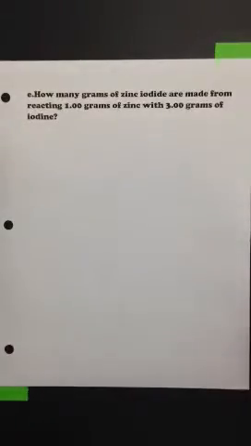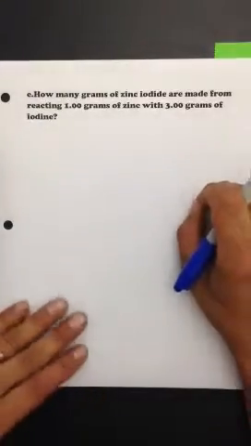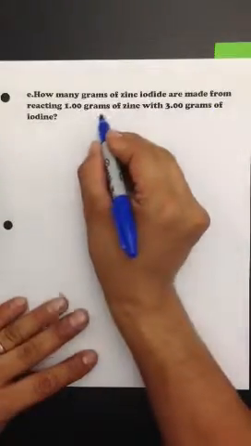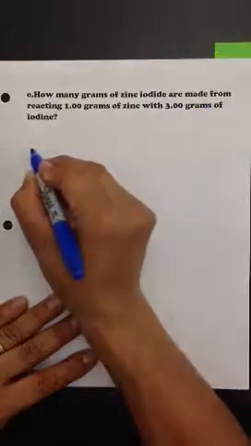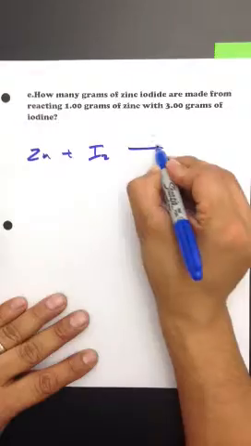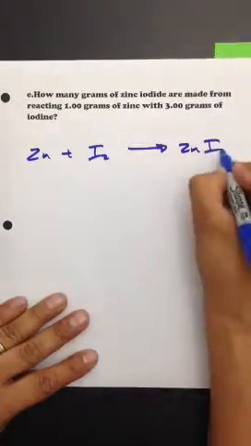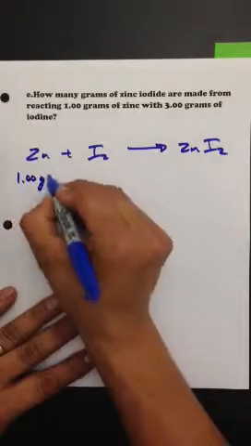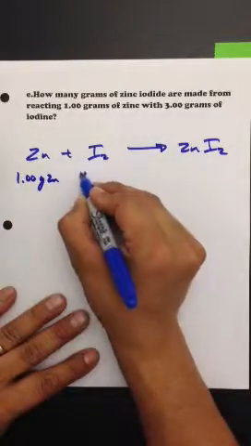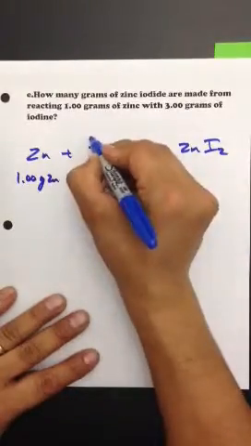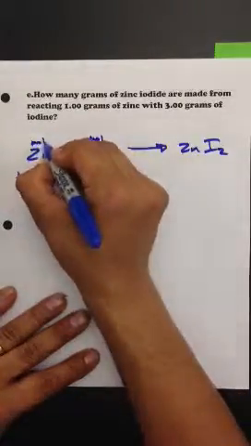Okay. So, how many grams of zinc iodide are made from reacting 1 gram of zinc with 3 grams of iodine? Well, here we go. Zinc plus iodine goes to ZnI2. And we have 1 gram of zinc, and we have 3.00 grams of iodine. Well, let's use our mole islands again. Why not?